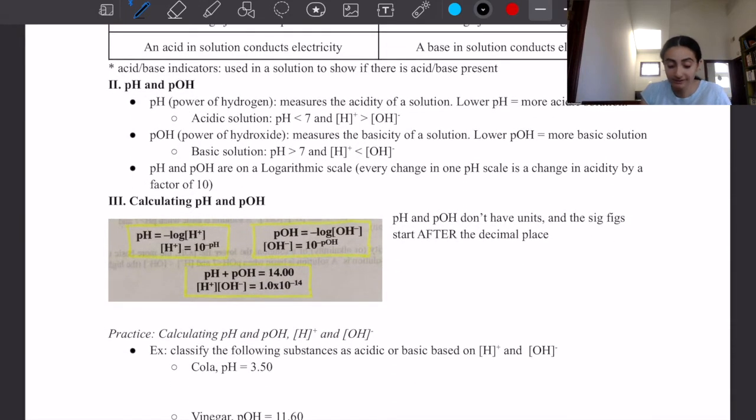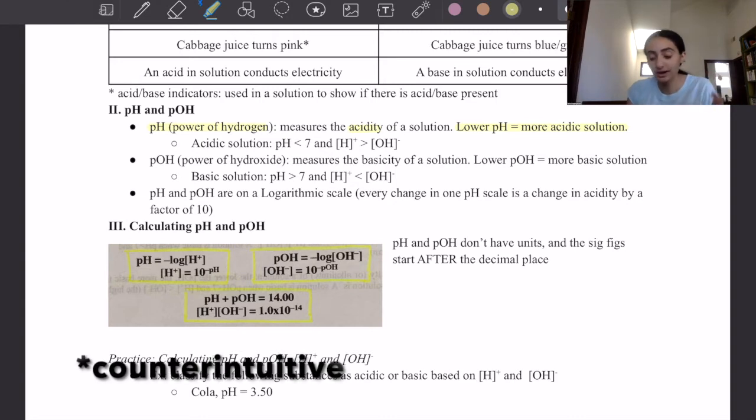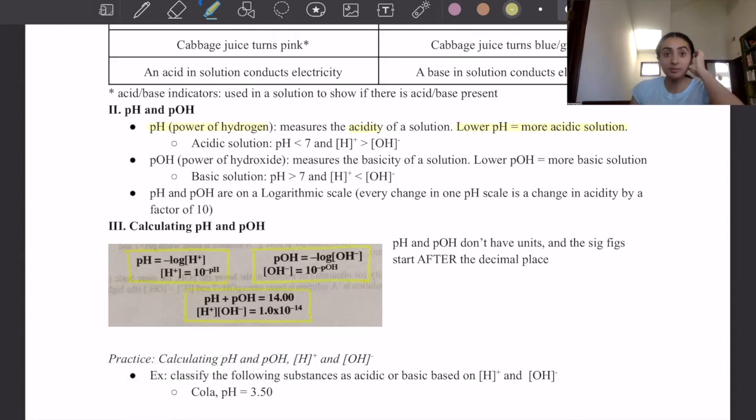So now let's go one step further and talk about pH and pOH. pH is the power of hydrogen, and it measures how acidic a solution is. So when the pH is lower, it's a more acidic solution, which would make you think it's a little counterproductive, because you'd think more pH, more acidic solution. But it has to do with how calculating pH and pOH has to do with logarithms.